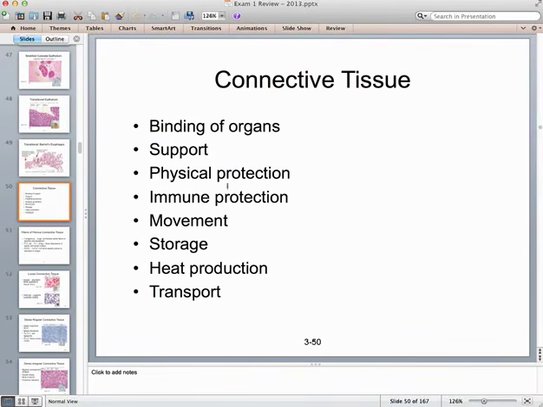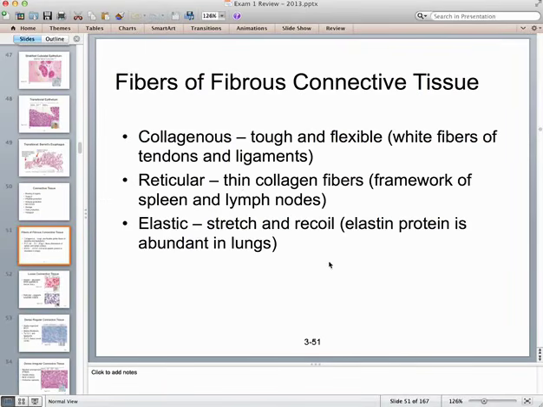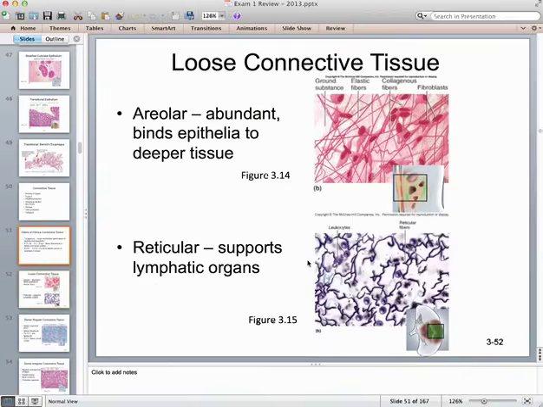Okay, so connective tissue. This can get confusing, but it will be worth it for you guys to know the difference between different kinds of connective tissue. Remember that there's 3 types of fibers: collagenous, reticular, and elastic. I would know some examples. I would know examples of each, and I would also understand the difference between these 3.